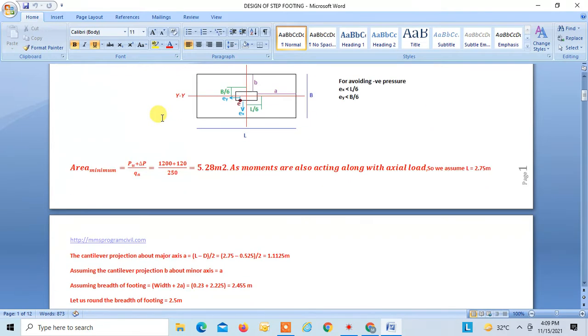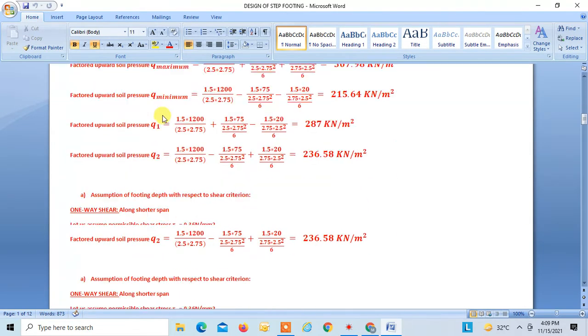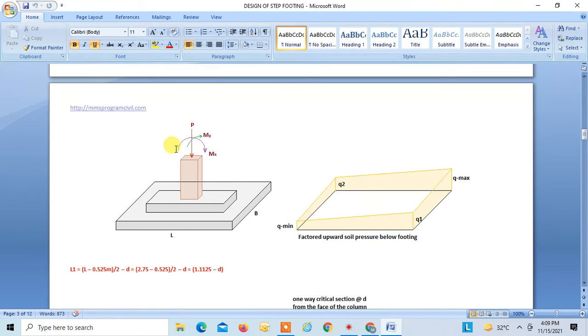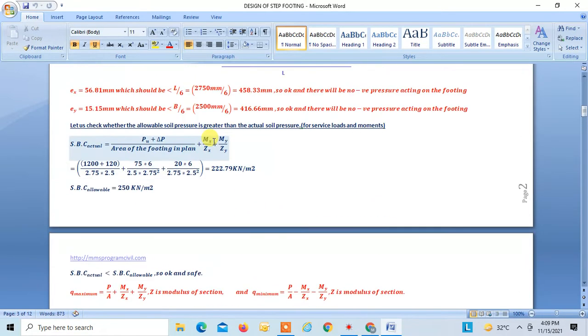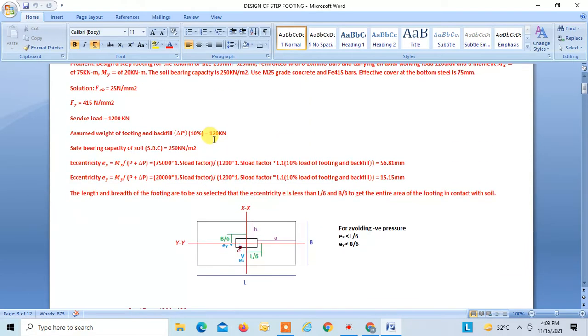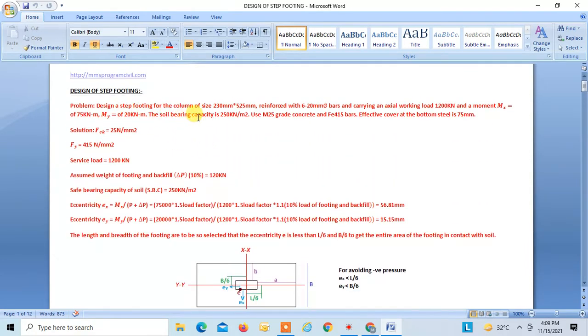So let me show you the figure. We have a footing with a column where P is equal to 1200 kilonewton, Mx is 75 kilonewton meter, My is 20 kilonewton meter. The soil bearing capacity is 250 kilonewton per meter square. Use M25 grade concrete and Fe415 steel. The effective cover at the bottom steel is 75 mm.